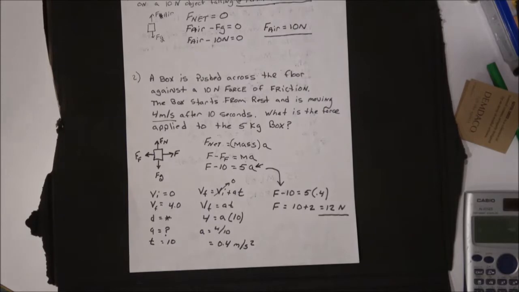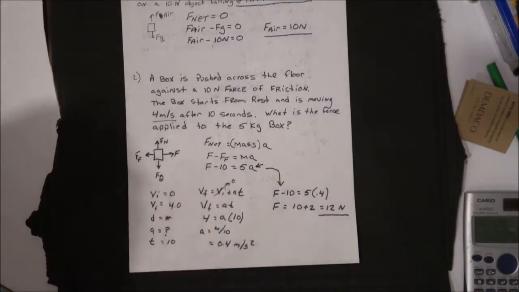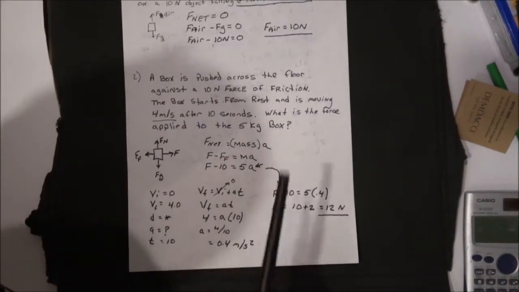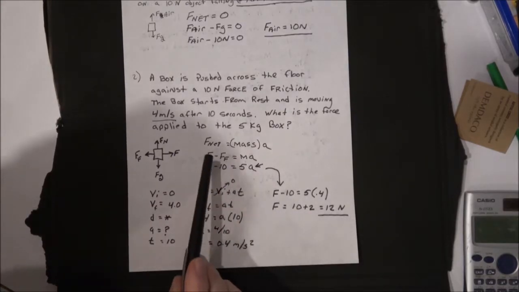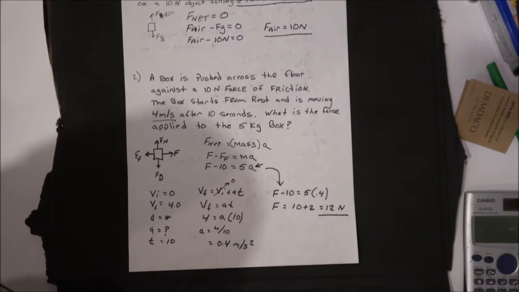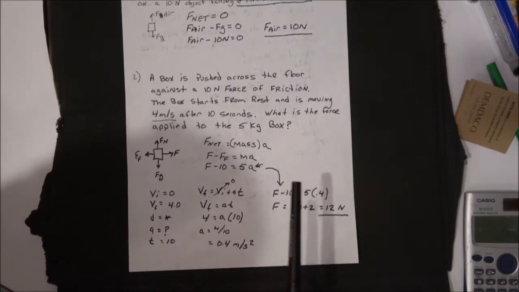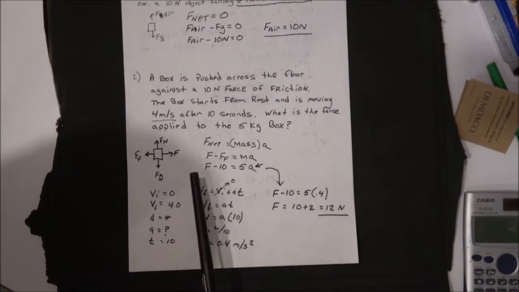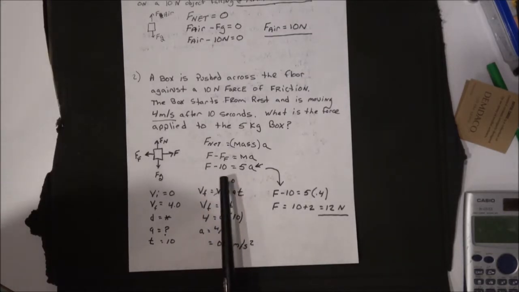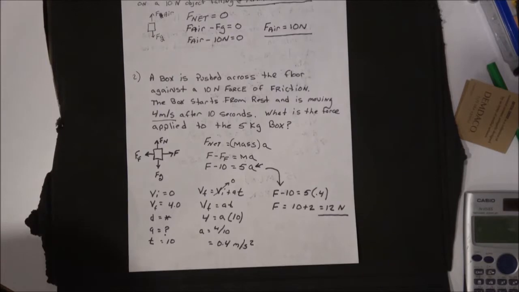So we started with writing an F net equation. So F net equals mass times acceleration because we know it's accelerating. So what is F net? F net is F minus the force of friction equals mass times acceleration. If we put in everything that we have, we get force minus 10 equals 5a. So we still have an unknown variable of acceleration.